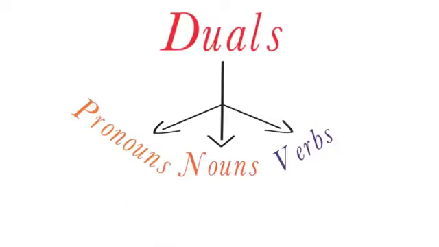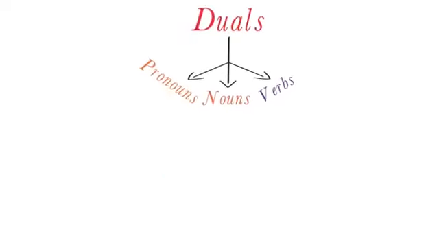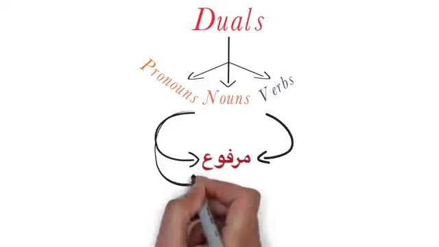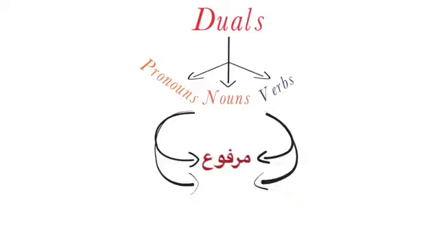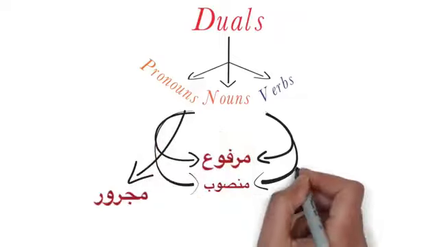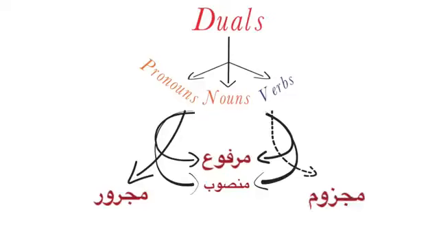So we know these nouns, pronouns, and verbs can all come in three positions. Let's see what the three positions are. Both nouns, pronouns, and verbs can be marfu, and they can also be mansub. However, the nouns and pronouns differ: they can be majroor, whereas the verbs can be majzoom. So these are the basic differences in nouns, pronouns, and verbs.